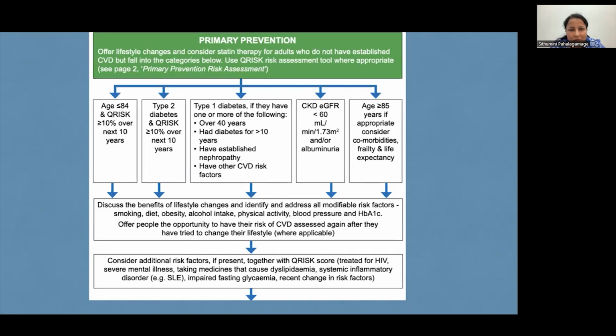And this is valid for our country as well. If it's type 1 diabetes, if they have one or more of the following things, if they are over 40 years, if they have had diabetes for more than 10 years, if they have established nephropathy, if they have other CVD risk factors, then intervene. If they have CKD with eGFR less than 60 or albuminuria, then intervene.